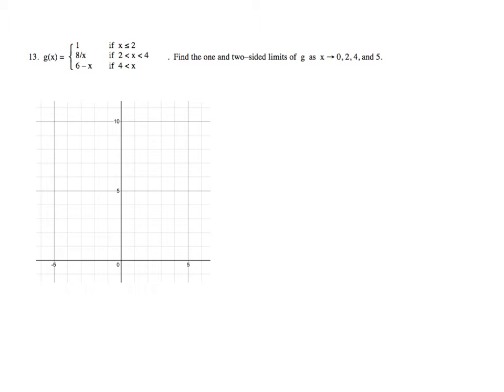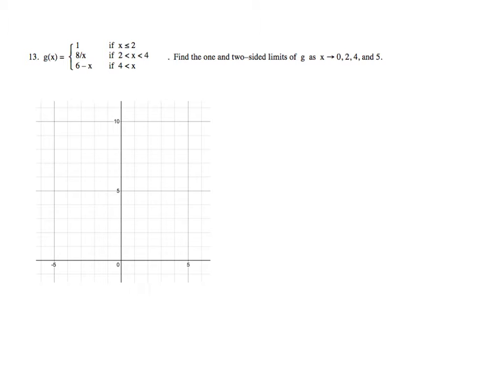For this problem, we're given a piecewise function, meaning there are three different parts to its definition, and we'd like to figure out one- and two-sided limits for these particular values. One approach you could take is by actually trying to sketch a graph of what this piecewise function looks like. So I'm going to do that down here.